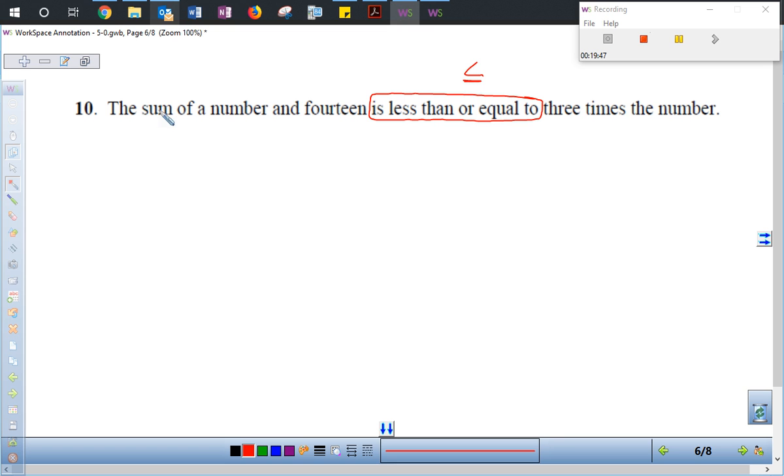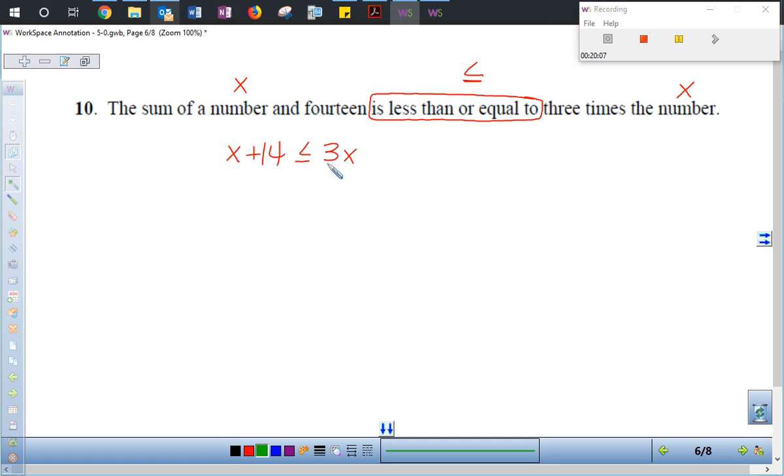Now it says the sum, so we're going to be adding a number, so I'm going to call it x, and 14. So I'm going to be adding x and 14, and that's going to be less than or equal to 3 times the original number that we already chose, which is x, so 3 times x.